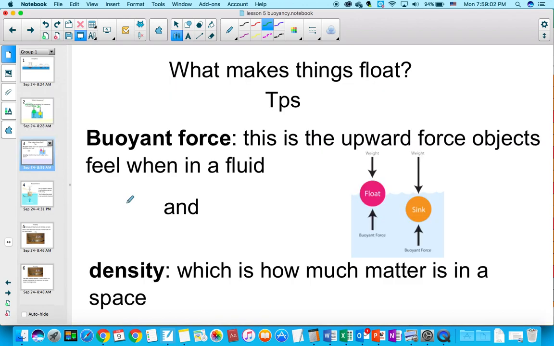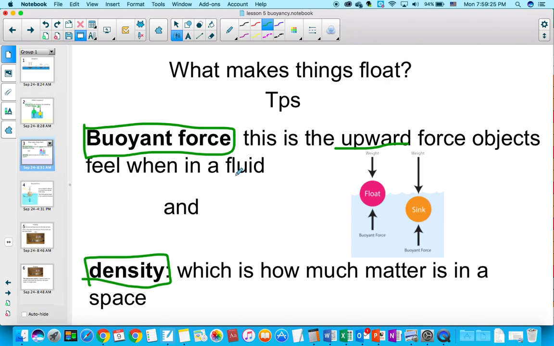Well, buoyancy can be determined by its buoyant force. Buoyant force, you need to know this. This is the upward force objects feel when in a fluid. It is the upward force objects feel when in a fluid, and its density. And its density, which is how much matter is in a given space.